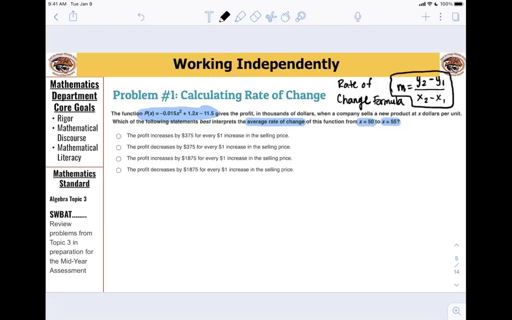I only know the value of x. I know my x2 and my x1. So like if I made a little table, I know that it's telling me to look from 50 to 55. So I know my x's, but I do not know what those y values are. So what should I do if I have a function equation, what can I do to figure out the value of y?